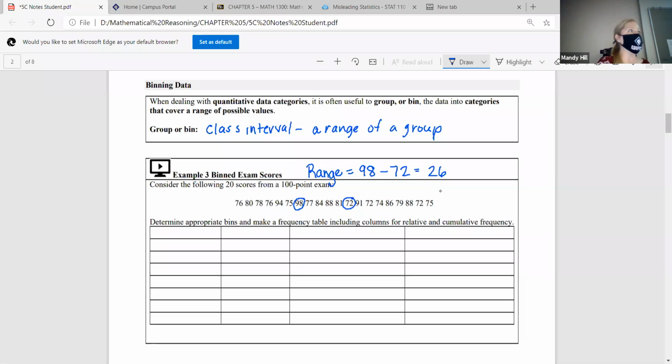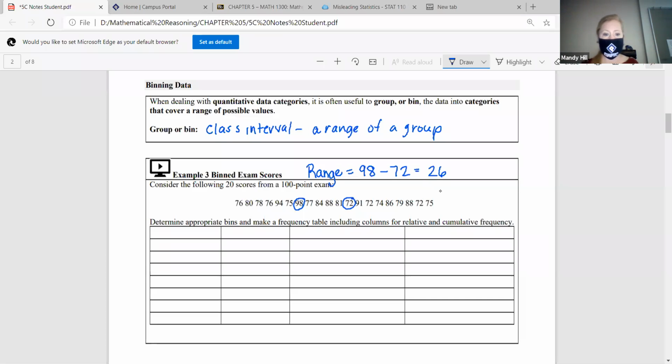Similar to when we had the A's and the B's and the C's, right? We put all the A's together. That was a bin, okay? The A's were a bin. The B's were a bin. The C's were a bin. This is different because I'm not doing this by A's, B's, and C's. I want to come up with something different.